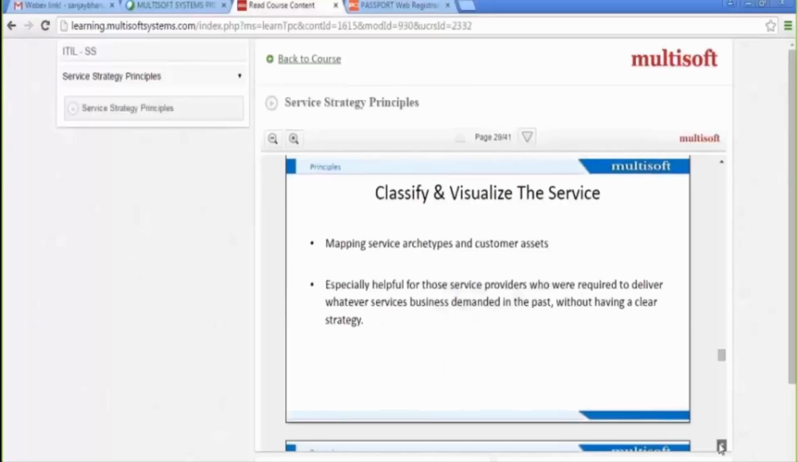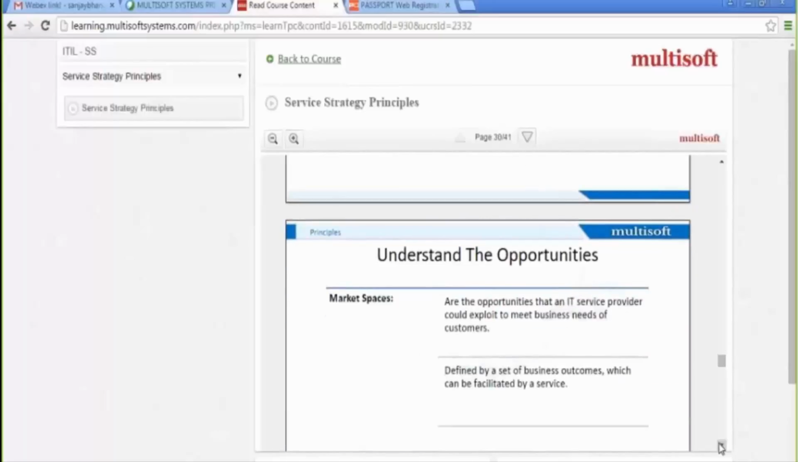Then understand the opportunities, right? Do you know what we mean by opportunities? Opportunities are basically business demands. We need to understand what the opportunities are for me. These are the opportunities that an IT service provider could exploit to meet the business needs of the customer or not.